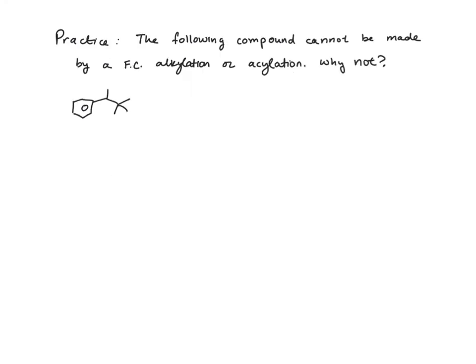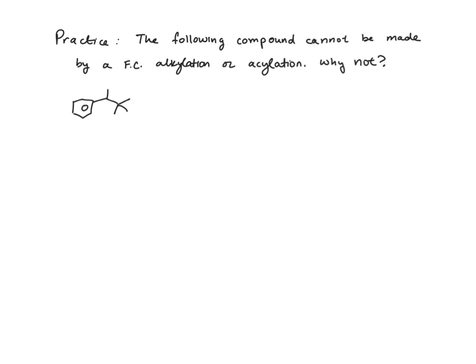In our last slide, we're going to do a practice. The following compound cannot be made by a Friedel-Crafts alkylation or acylation. Why not? I want you to pause your video and think about this, then come back in a minute. Well, we know that we can't do an acylation because we have a secondary carbon here, and we can't put a carbonyl there because we would violate the octet rule. So the acylation is easy, that's out.